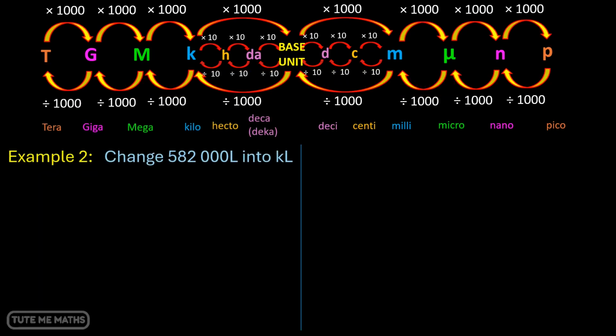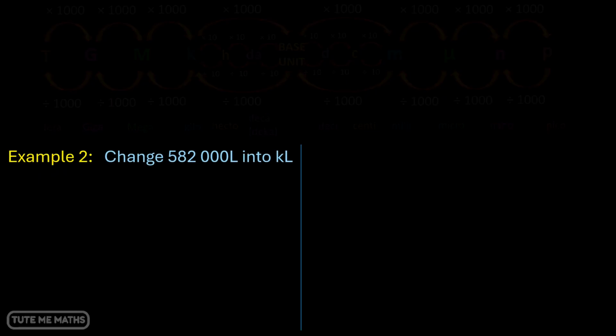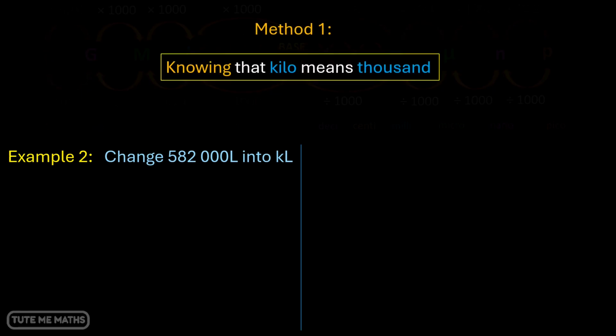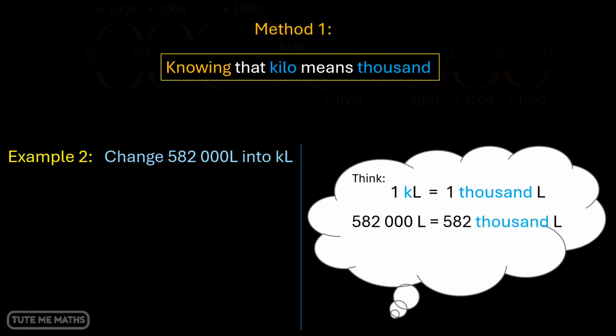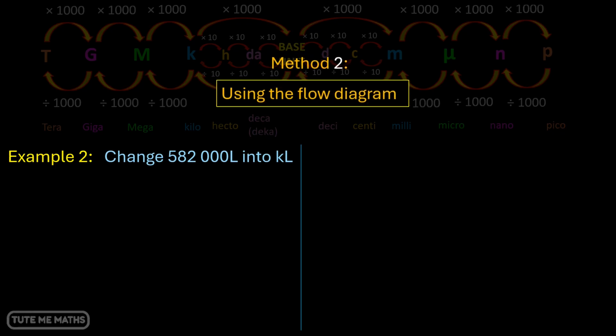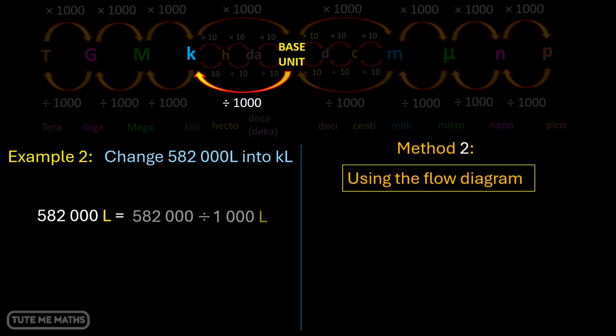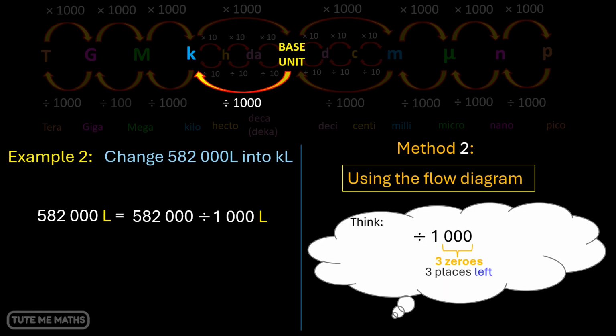Our conversion in example 2 is going in the opposite direction. We want to change 582,000 litres into kilolitres. Let's do this the short way first, knowing that kilo means 1,000. If you listen carefully, we have 582,000 litres. The answer is right there, 582 kilolitres. Failing that, we could look at the flow diagram and see that to change from litres to kilolitres, we need to divide by 1,000. 1,000 has 3 zeros, but we are dividing, so we move 3 decimal places to the left.